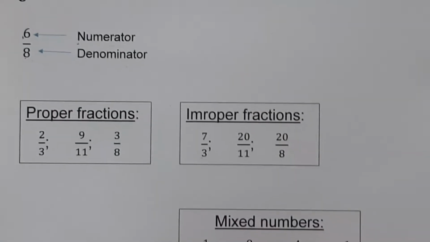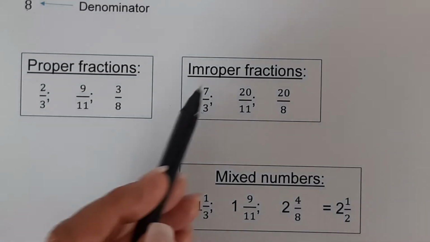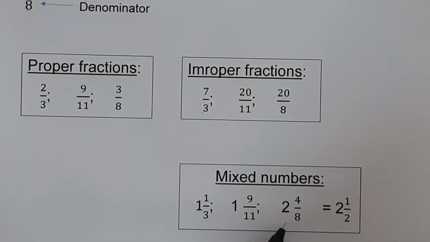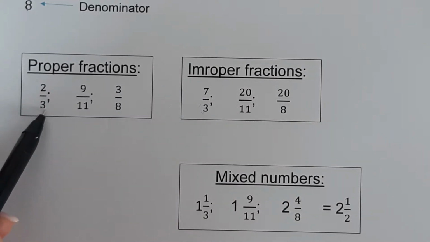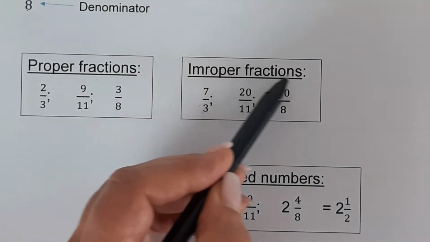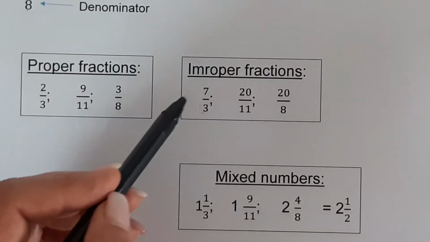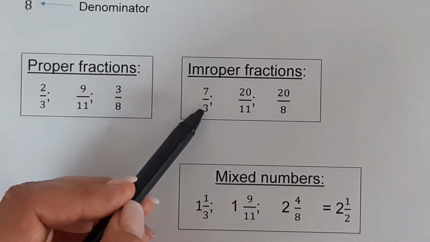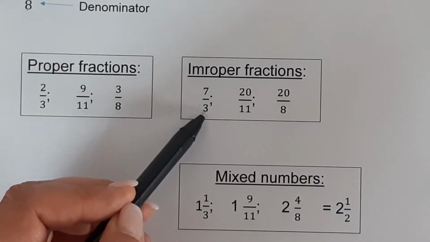Fractions are called in 3 different ways. You have your proper fractions, improper fractions, and a mixed number. A proper fraction is 2/3, so it's less than a whole one. Your numerator is smaller than your denominator: 9/11, 3/8. Your improper fraction has more than one whole one in it. So it's 7/3. Your numerator is 7, denominator is 3.